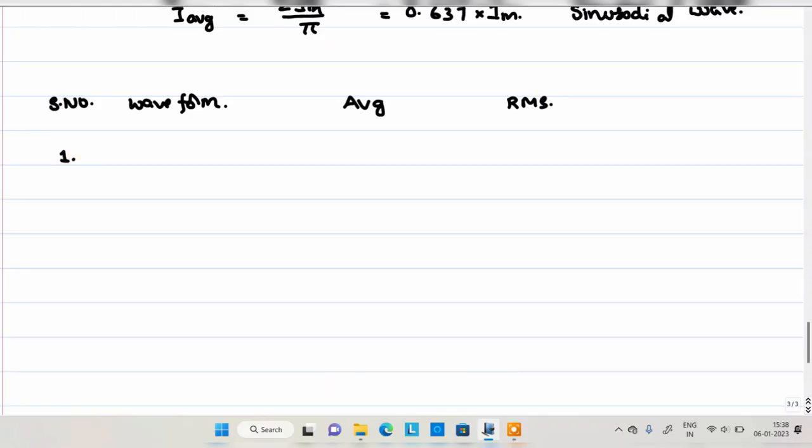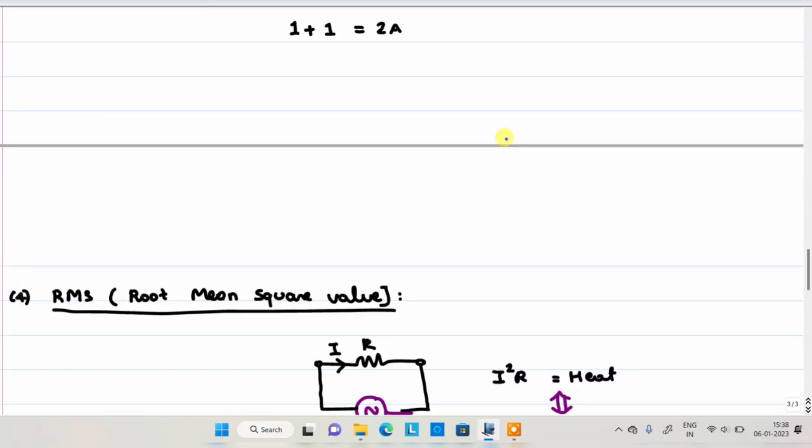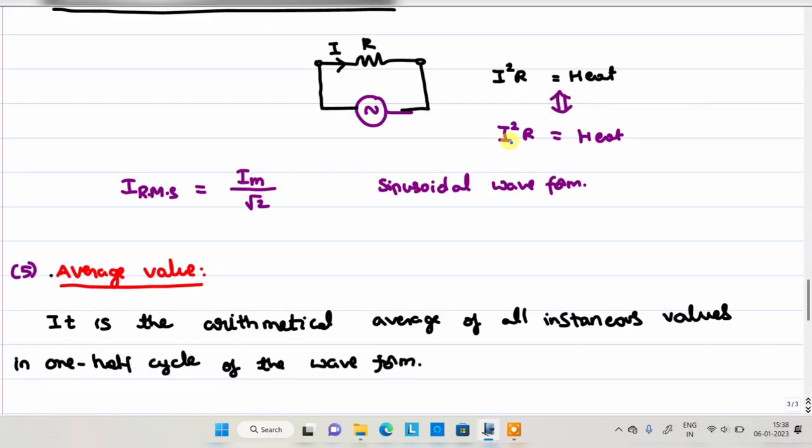First, serial number 1: sine wave. The waveform is a sine wave. Sine wave average value, just now we discussed the average value: 0.637 Im. Okay, for example, this is a small i, so that is Im. In case of RMS value, 0.707 Im. Is it okay? So 1 by root 2 is nothing but 0.707 Im.